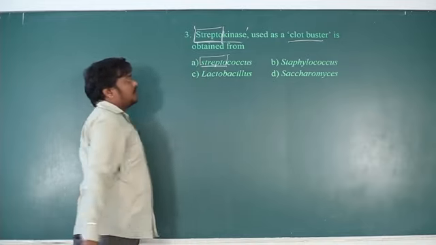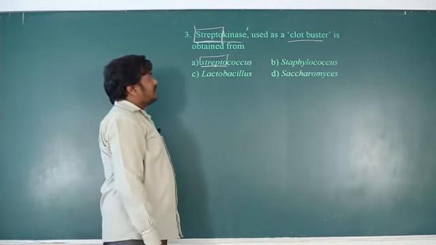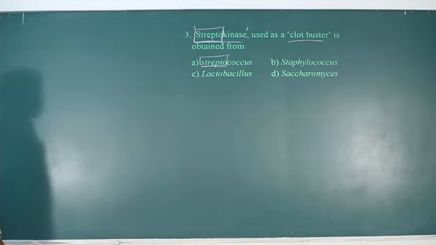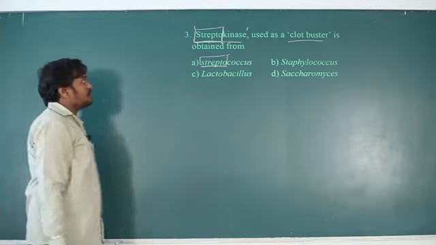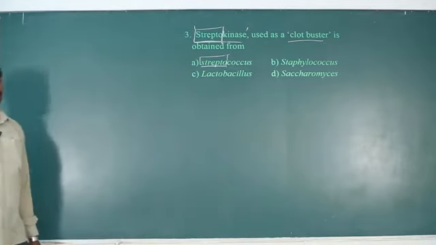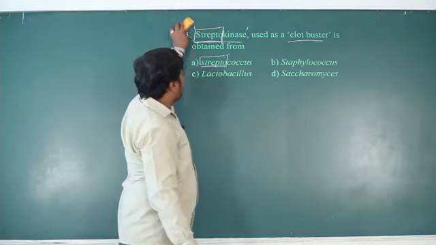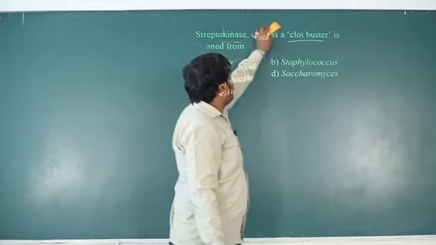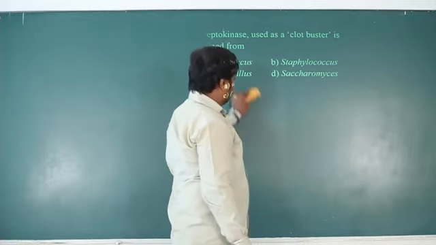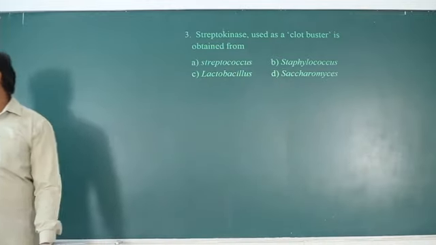So it is Streptococcus. It's not Staphylococcus, not Lactobacillus, not Saccharomyces. So it is Streptococcus species. From Streptococcus species you can isolate streptokinase. It removes the clots in the blood vessels and acts as a clot buster. Okay, next, come to the next question.